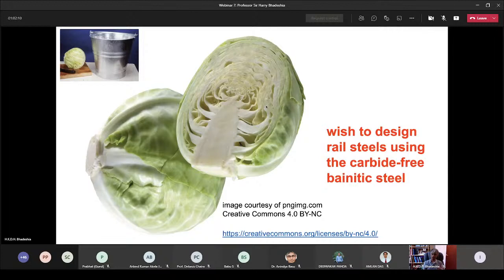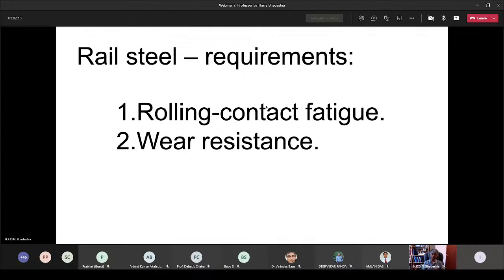And the two key properties that you need for a rail are rolling contact fatigue resistance, because every time a wheel goes on the surface of a rail, it induces a pulse of stress underneath, and that stress is a cyclic stress, which eventually leads to fatigue failure. And of course, you've got metal rolling on metal, and it's not perfect rolling contact, it's also not lubricated, so you need your material to have wear resistance.